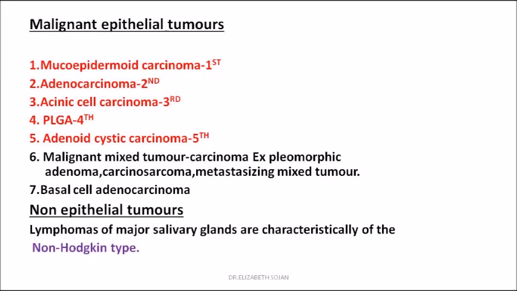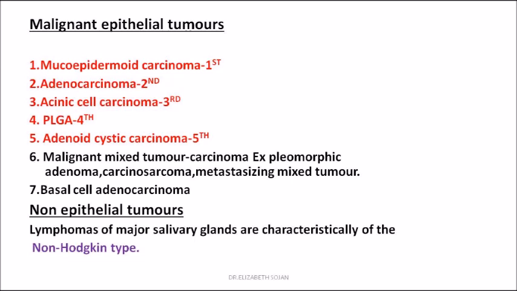Now coming to malignant epithelial tumors. If the question is which is the most common malignant salivary gland tumor, the answer is mucoepidermoid carcinoma. The second is adenocarcinoma, the third is acinic cell carcinoma, the fourth is PLGA, which means polymorphous low-grade adenocarcinoma, and the fifth is adenoid cystic carcinoma. Just remember these important points. Coming to the third category, non-epithelial tumors.